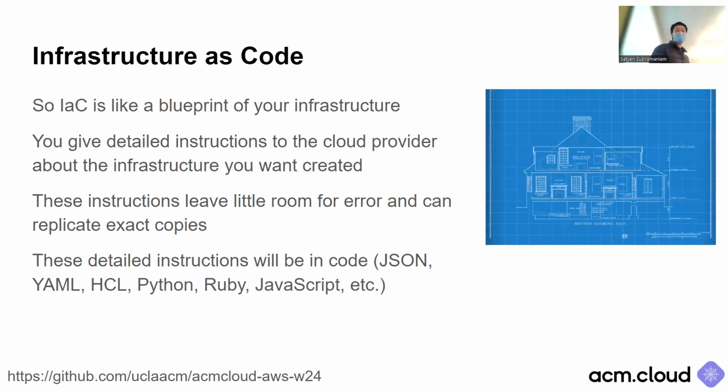Another analogy that is good to think about is the blueprint of our infrastructure. Because again, we've been saying infrastructure as code is setting up the configurations for what we want. It's like writing a blueprint for what we want. You give detailed instructions to the cloud provider about the infrastructure you want created. And these instructions leave very little room for error and can replicate exact copies of what we want.